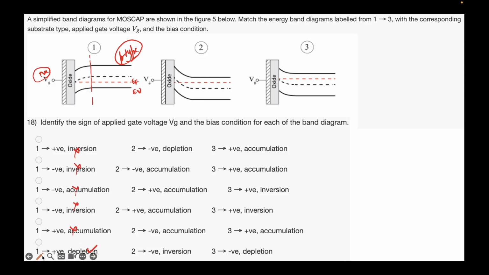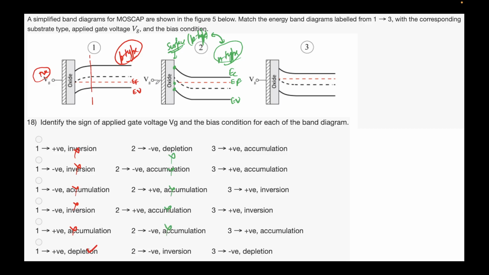Okay, in the second device, EF is closer to EC, which means it's n-type in the bulk. Let's see what's happening on the surface. On this surface, you see EF is closer to EV. Look at these three points. EF is closer to EV at the surface. This means at the surface it has become p-type, while in the bulk it is n-type. This is known as inversion.